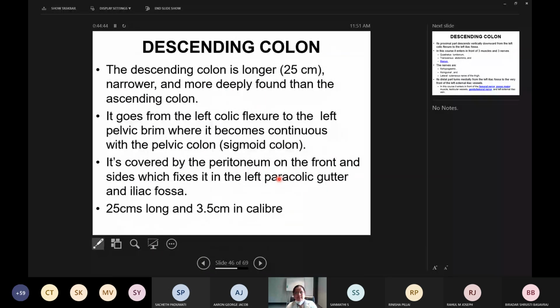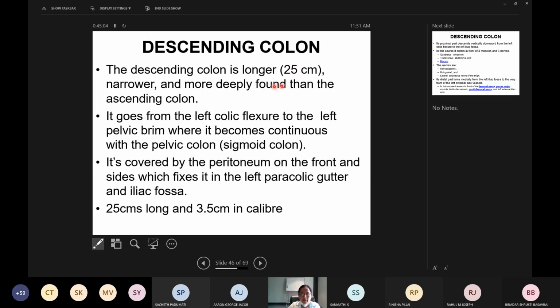So that was about the ascending colon and the transverse colon. Shall I move on to the descending colon? Is it clear? Shall I move on? Yes, ma'am. Yes. So, the descending colon.